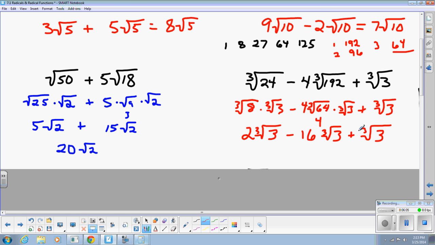What number would I write here? I would actually pretend that there's a 1 there. So there's like a 1 written right there. So I have 2 minus 16 is negative 14. Negative 14 plus 1 is negative 13. So I'm going to have a negative 13 times the cubed root of 3. Okay? Negative 13 times the cubed root of 3. And that's it. I'm done with that one because this is irrational. This is as far as simplified as I can pull out perfect cubes.